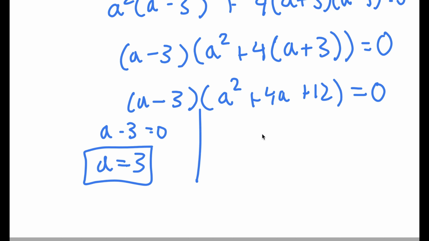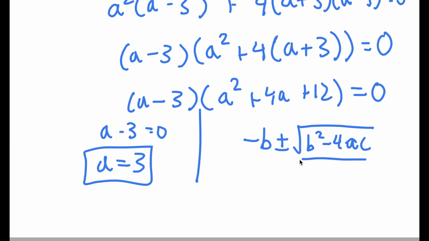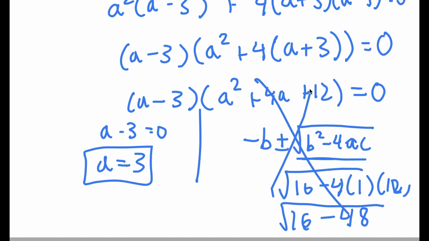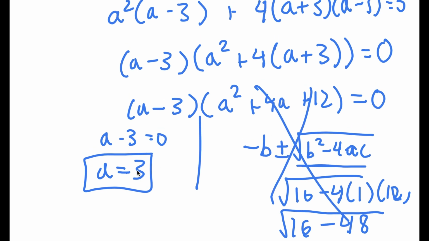So to solve that, we can use the quadratic formula, which is negative b plus or minus the square root of b squared minus 4ac. Well, let's look at this part. Square root of b squared minus 4ac. So b in this case is 4. So we have the square root of 4 squared, which is 16, minus 4 times a, which is 1, times c, which is 12. Well, this is the same thing as 16 minus 48. The square root of this, which is square root of negative 36, and you can't take the square root of negative numbers, so this is wrong, and my only solution is a equals 3.